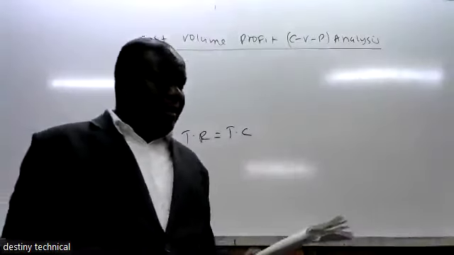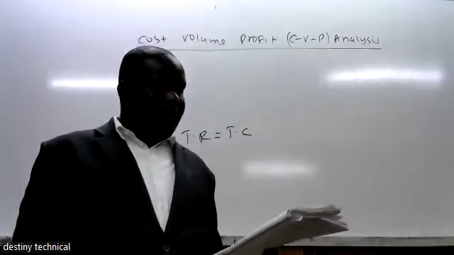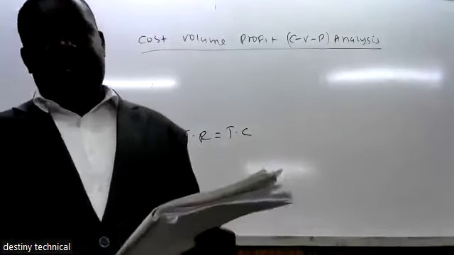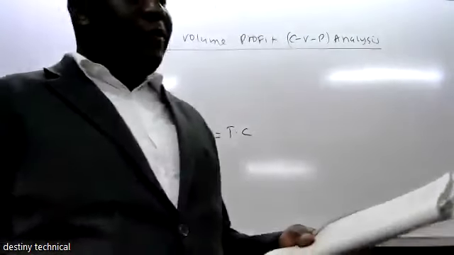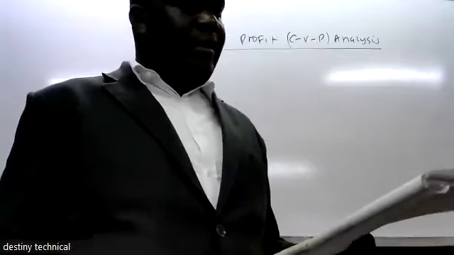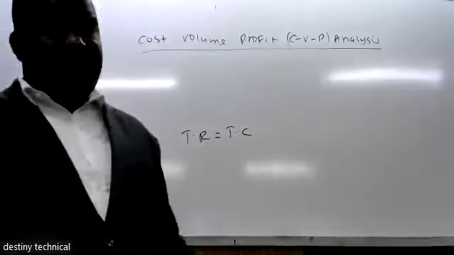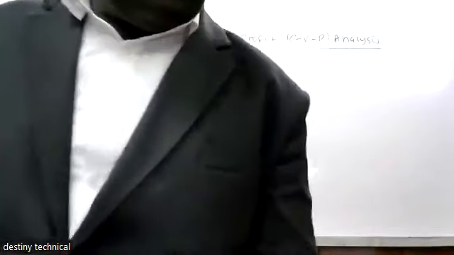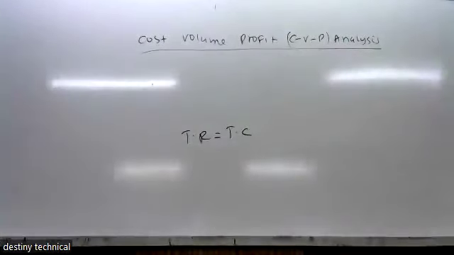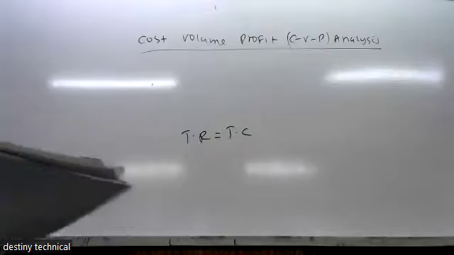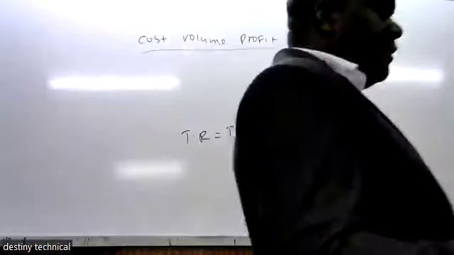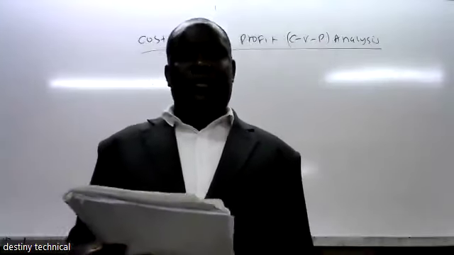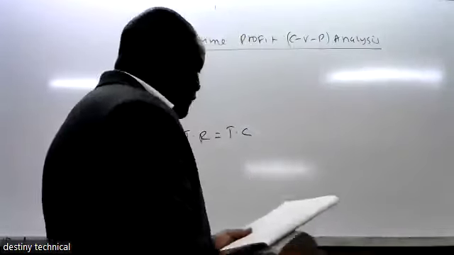So number one is that the selling price per unit, variable cost per unit, and the total fixed cost are assumed to remain constant prior to the period of analysis.